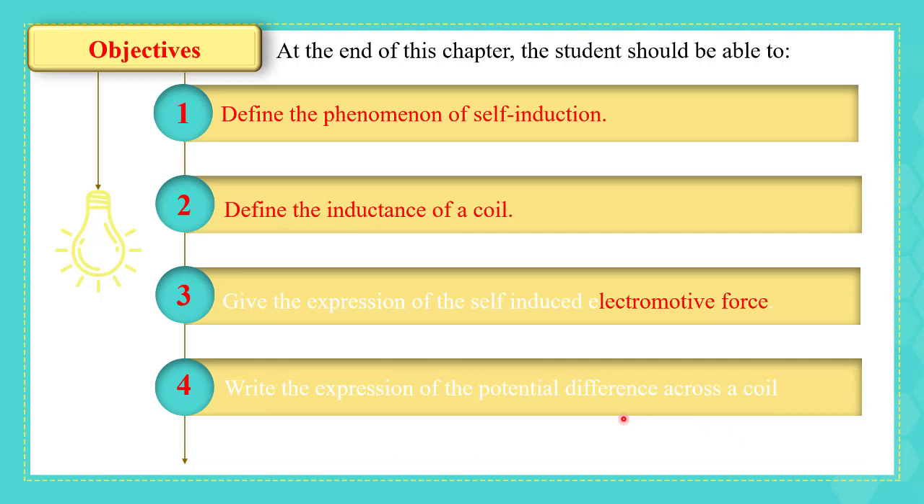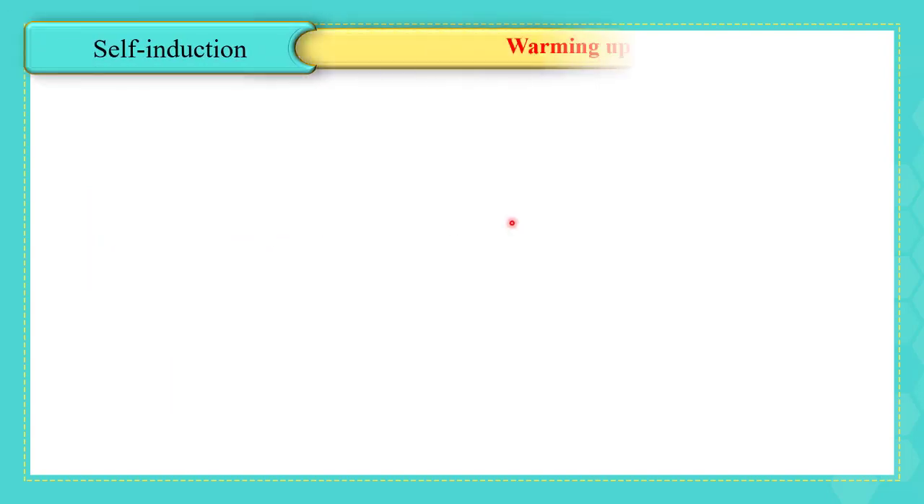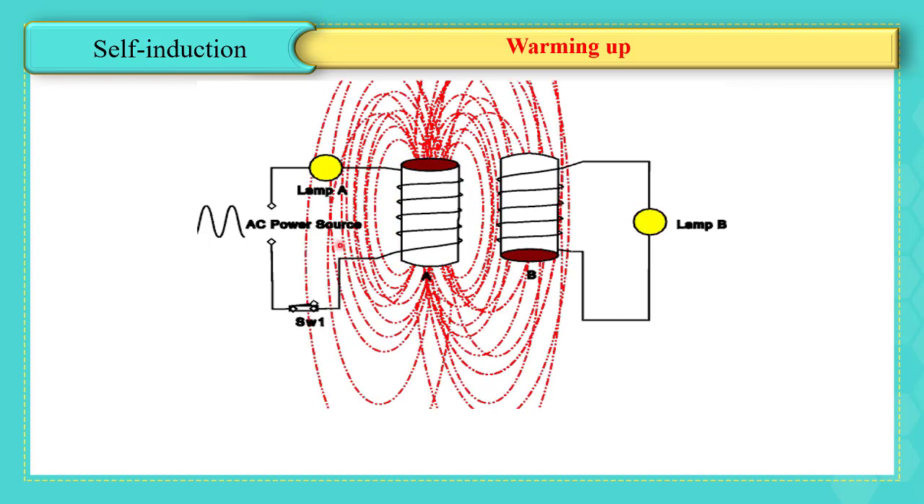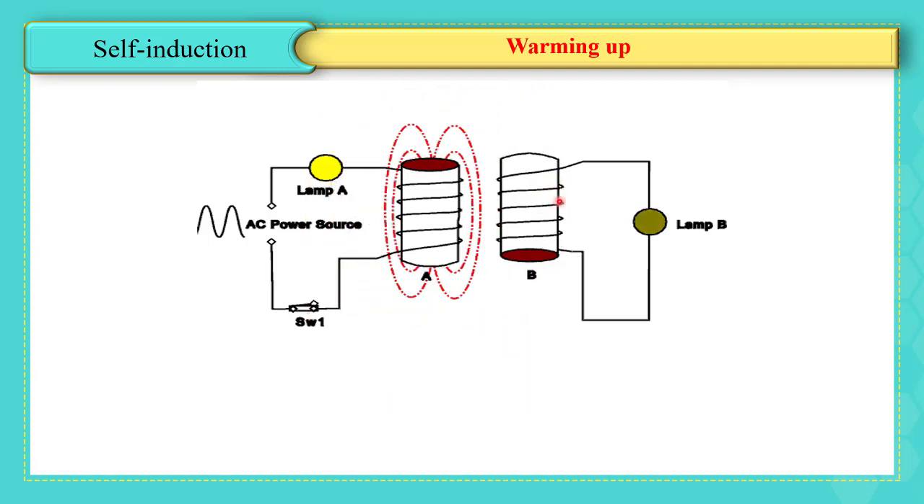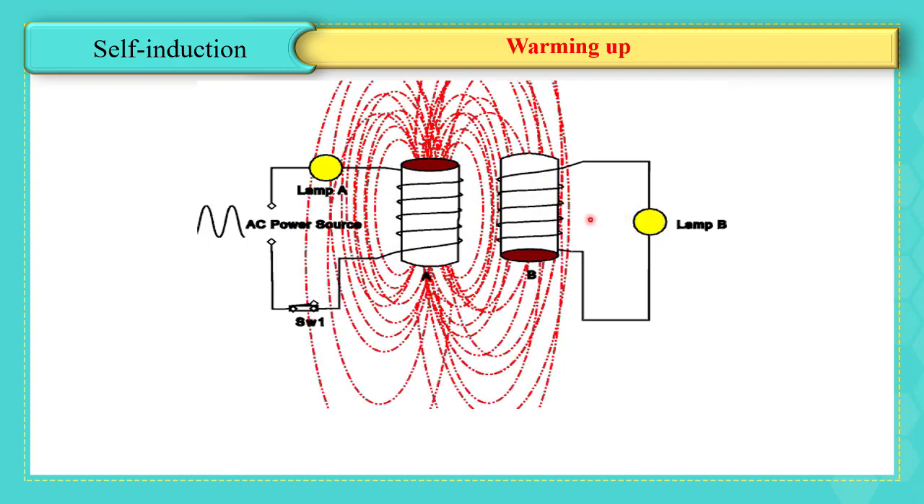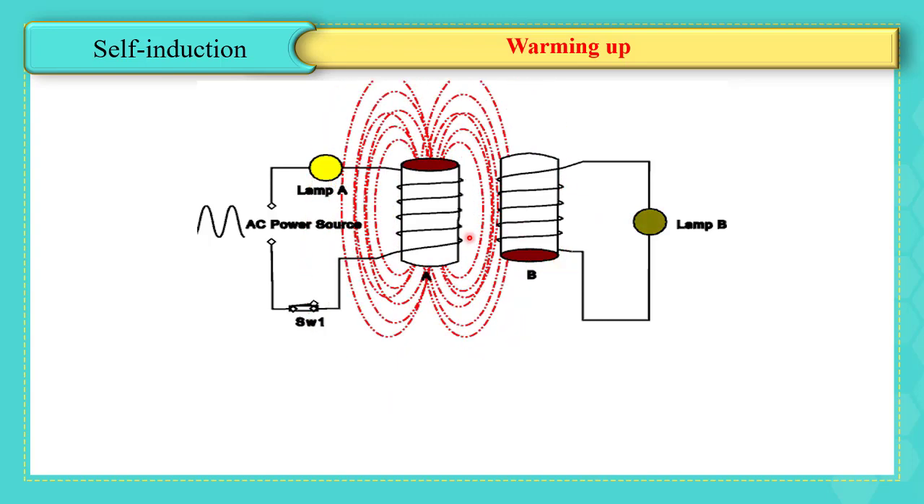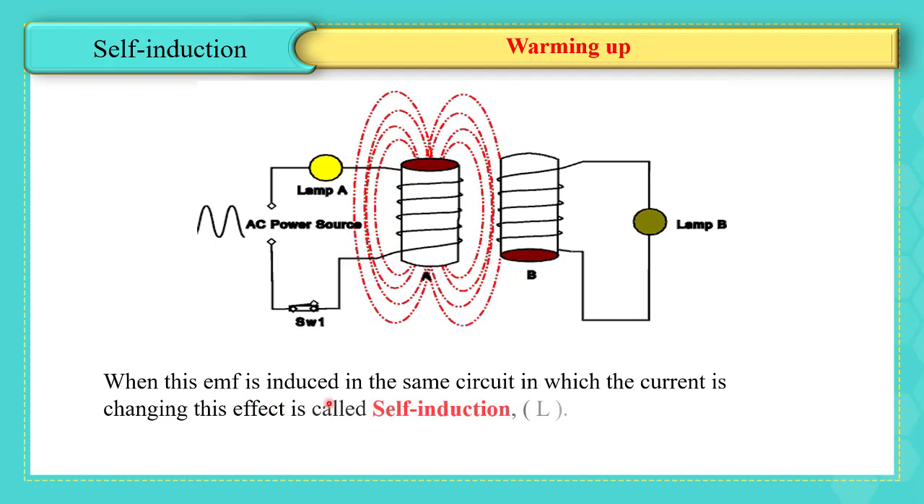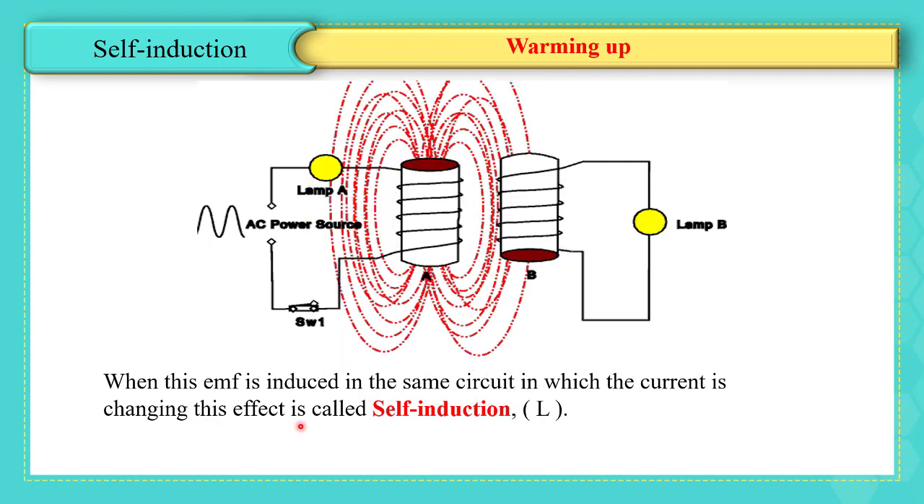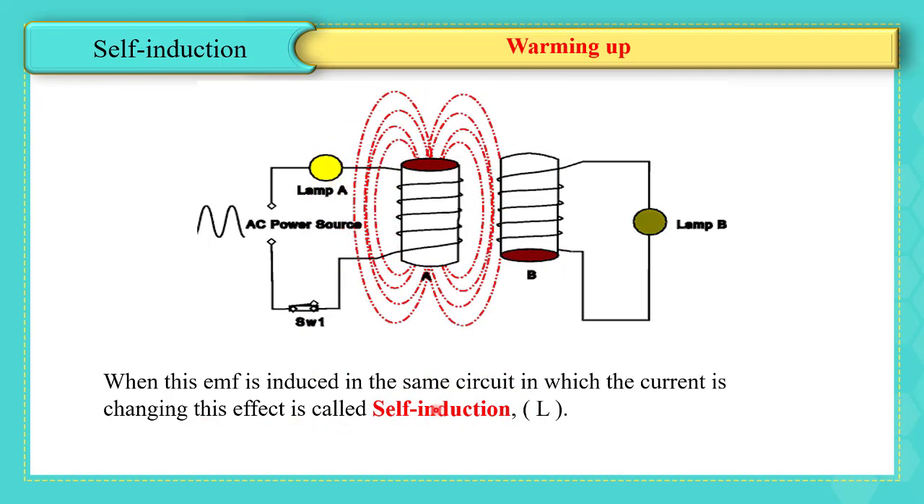In this video, we are going to explain the first two objectives: define the phenomenon of self-induction and define the inductance of a coil. In the previous lesson, we saw how the magnetic field of a first coil affects another adjacent coil and induces a current that tries to oppose the magnetic flux change caused by the first coil. This was known as electromagnetic induction. Now, when this EMF is induced in the same circuit in which the current is changing, this effect is called self-induction, which is the subject of our lesson.